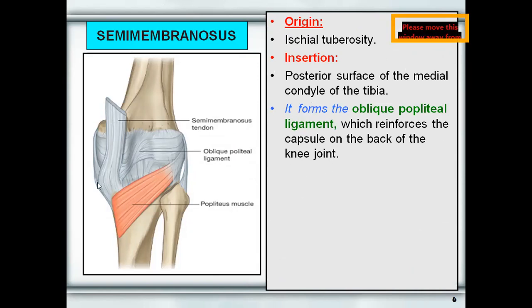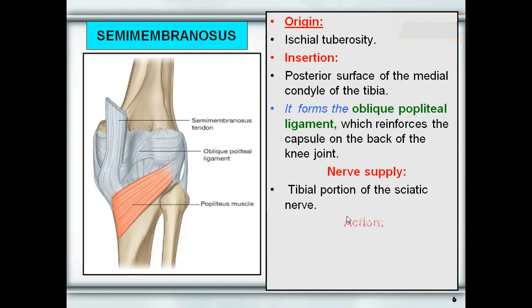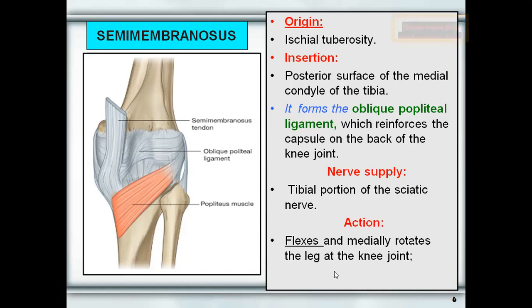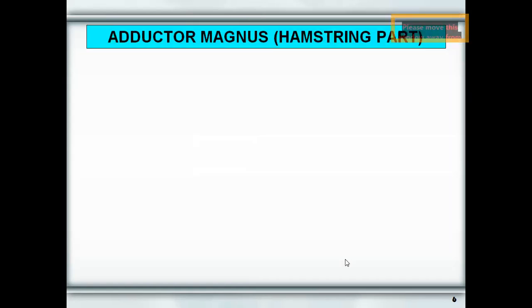So if you see this picture, it is showing one extension at the capsule of the knee joint, and this extension is the oblique popliteal ligament, which is actually supporting the capsule of the knee joint from behind. Okay, the nerve supply is the tibial part of the sciatic nerve. In action, it flexes and medially rotates the leg at the knee joint and also extends the thigh at the hip.